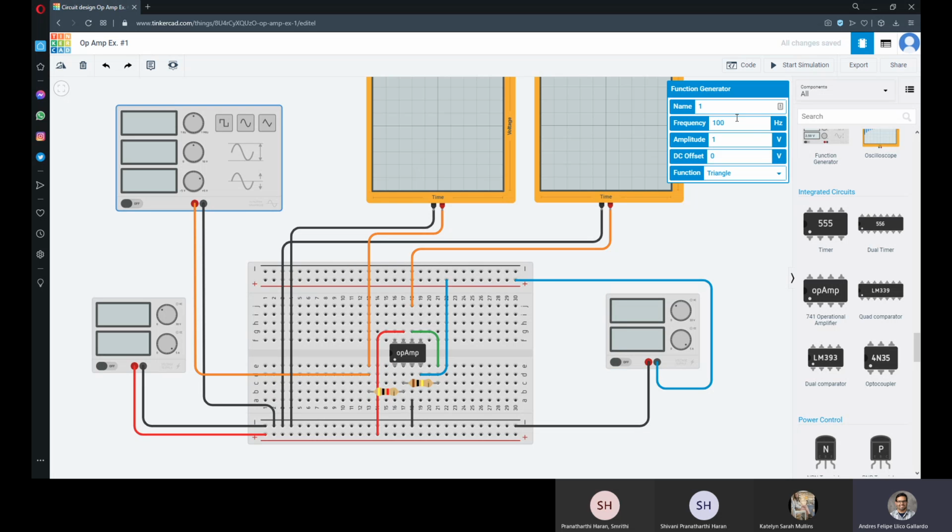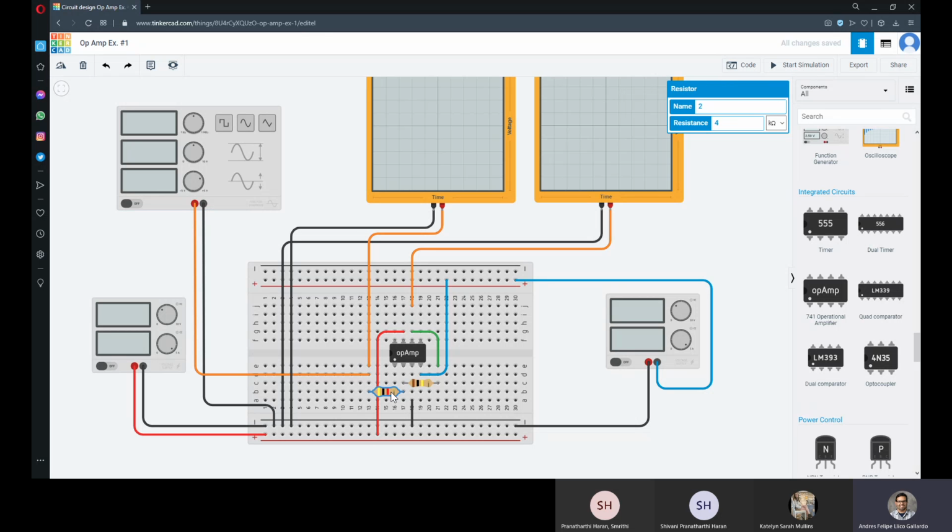I'm gonna be using a 100 hertz signal with 1 volt amplitude and no offset. And I just went for the triangular signal because I wanted to show you something particular, and I think that the triangle works pretty well. So again, negative is gonna go to my ground. My input is coming here to this lane.